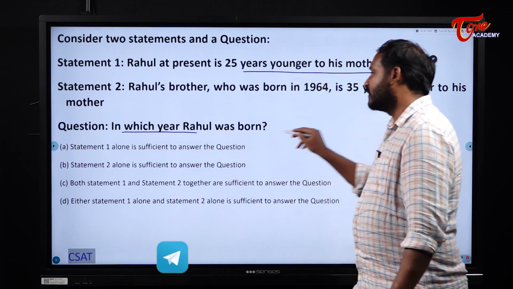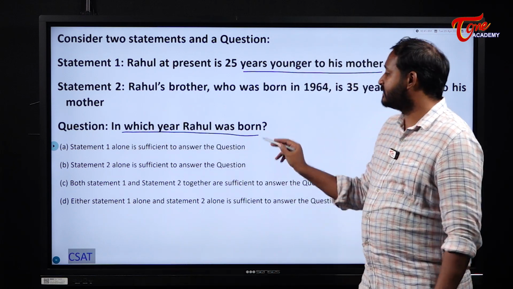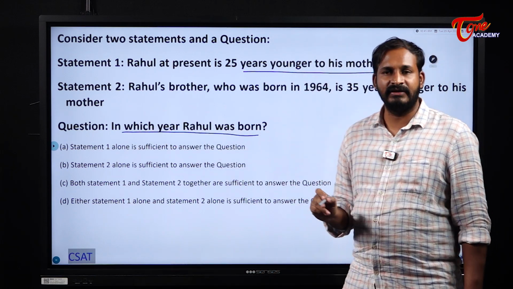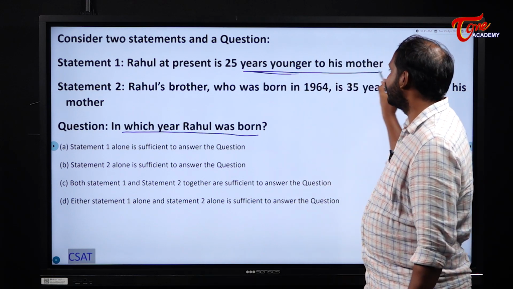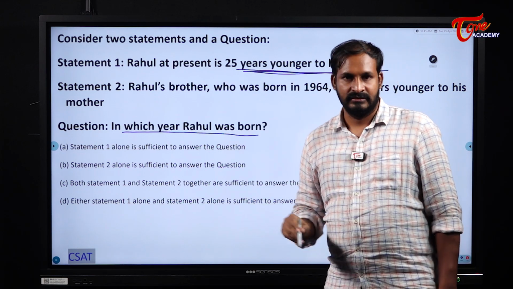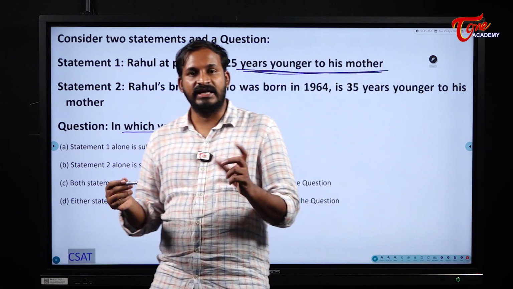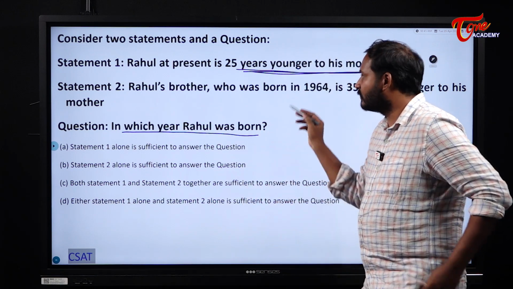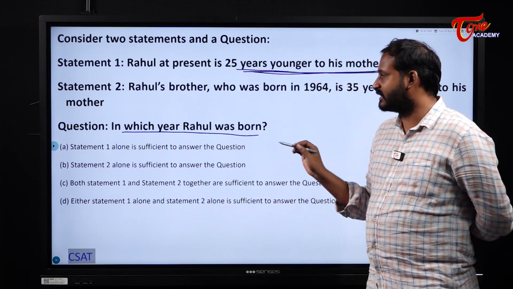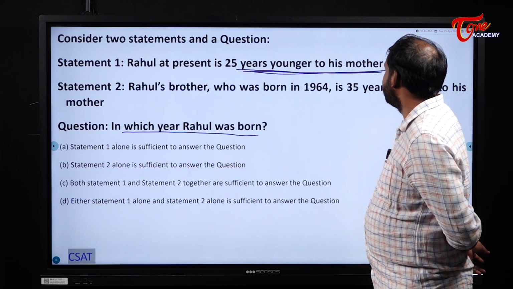In which year was Rahul born? That is the question. By this logic, can we tell in which year Rahul was born? No, we cannot tell. Rahul at present is 25 years younger than his mother. We don't know what year they were born. We just know Rahul's and his mother's age difference. By using that, I cannot tell. By only the first statement, I cannot tell my answer.